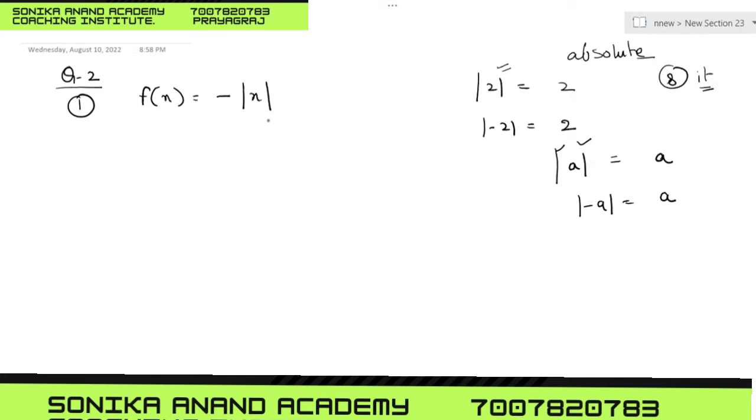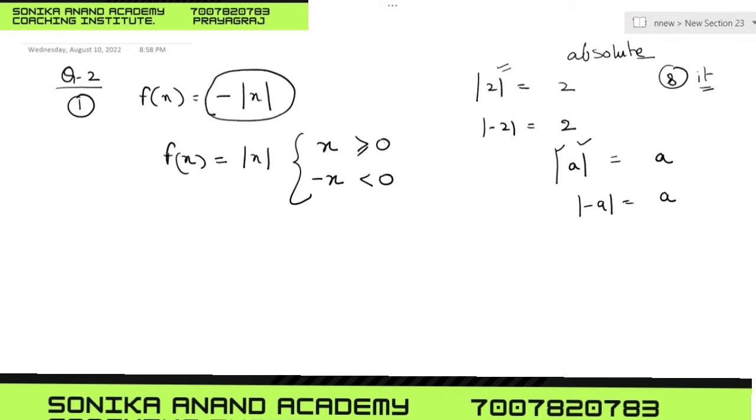So from here, we can write this function as f(x) is equal to mod of x. That means its value is x when it is greater than 0 and its value is minus x if it is less than 0. Clear? But here in our question we have negative of x. So we just reverse these conditions. These conditions become minus x when it is greater than or equal to 0 and plus x when it is less than 0.